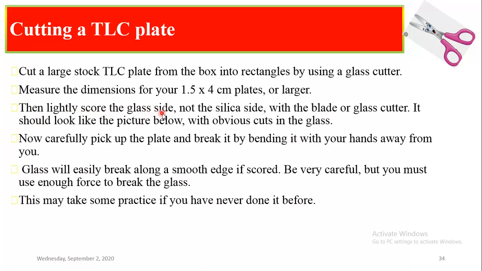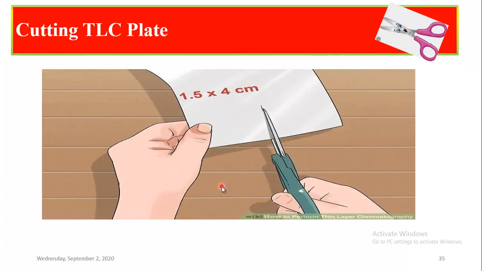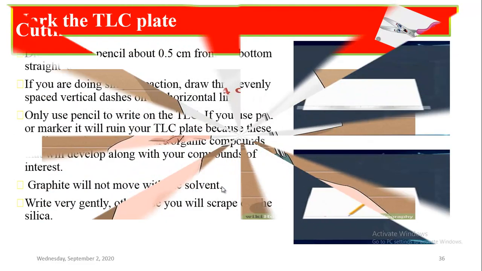Then lightly score the glass side, not the silica side, with a blade or glass cutter. It should look like the picture below, which obviously cuts the glass. Now carefully pick up the plate and break it by bending it with your hand away from you. Glass will easily break along a smooth edge if scored. Be very careful, but you must use enough force to break the glass. So this is the cutting procedure for preparation of the TLC plate.